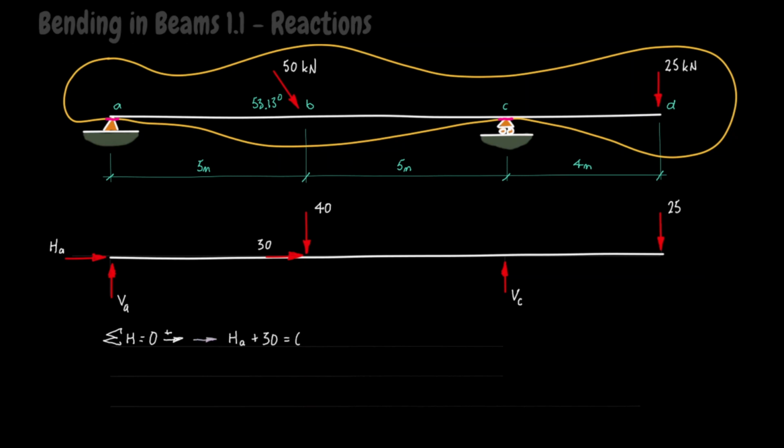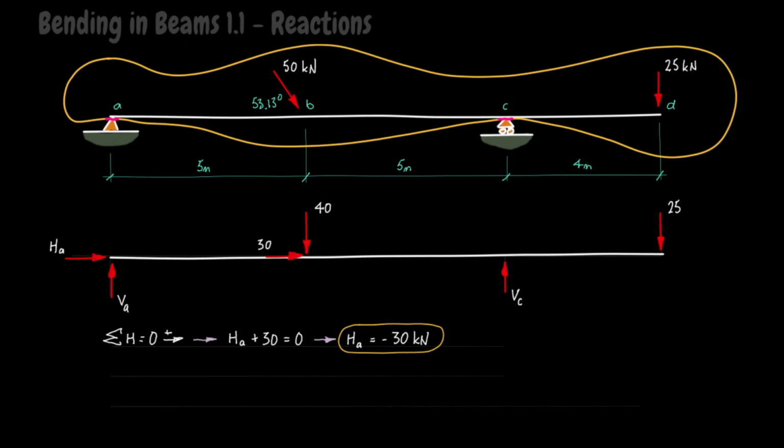Solving the resulting equation shows HA, the horizontal reaction, is minus 30 kilonewtons. The negative sign indicates that the assumed direction for HA is wrong. In other words, HA is 30 kilonewtons acting to the left. We now need to decide what next to do. Any ideas?